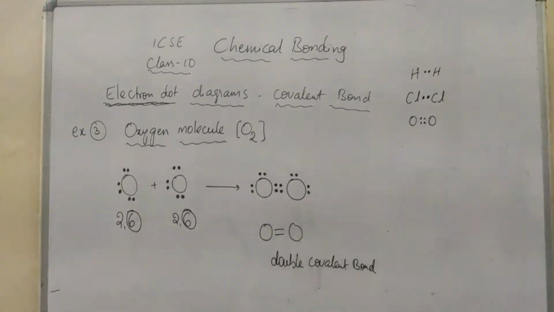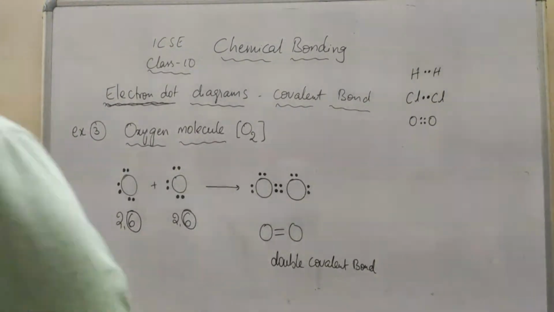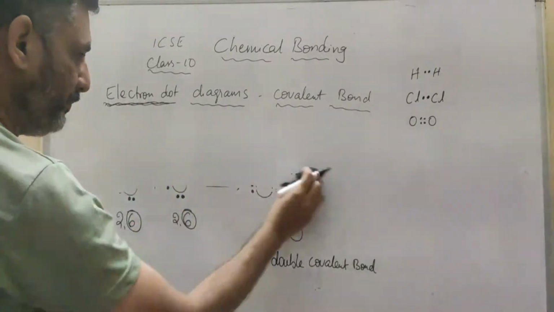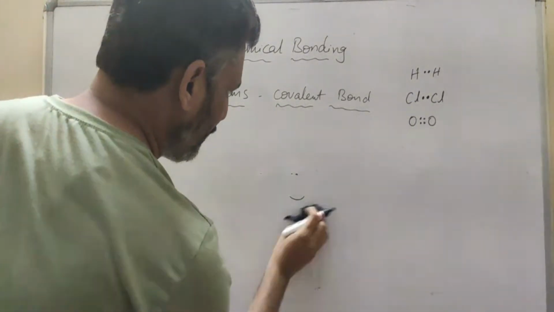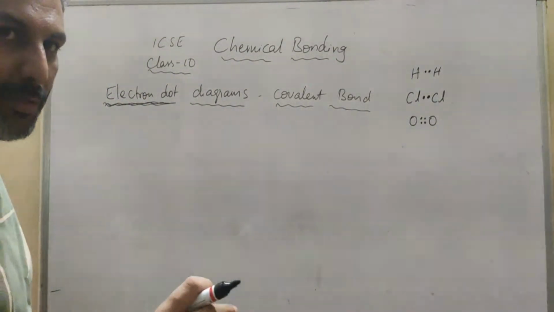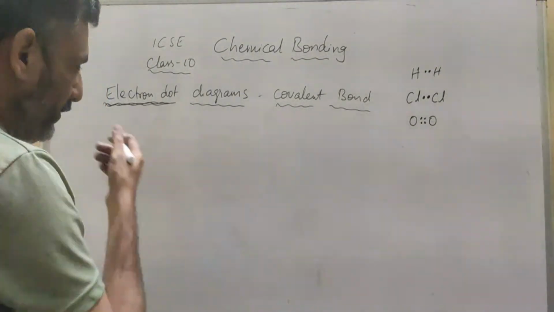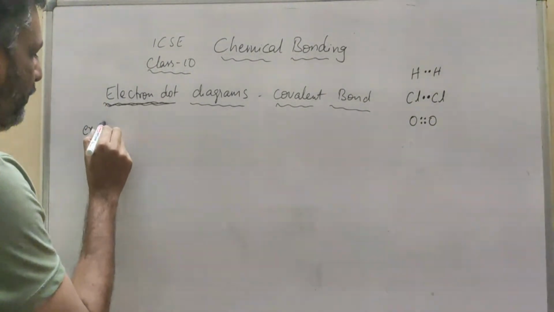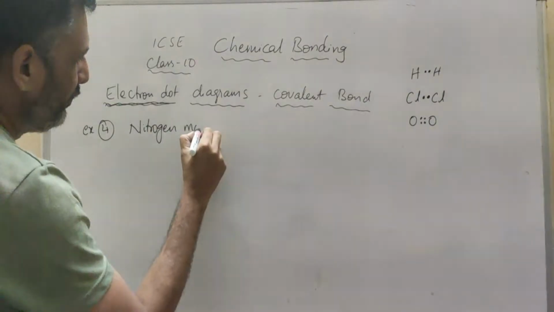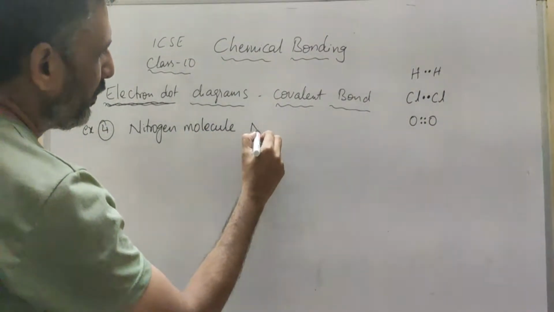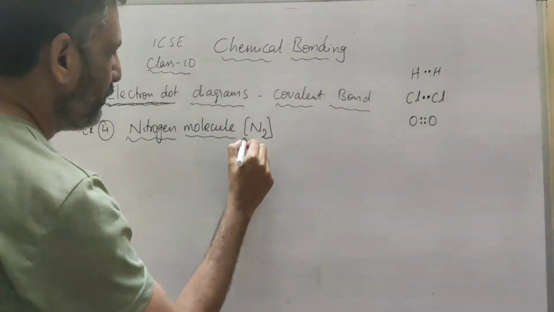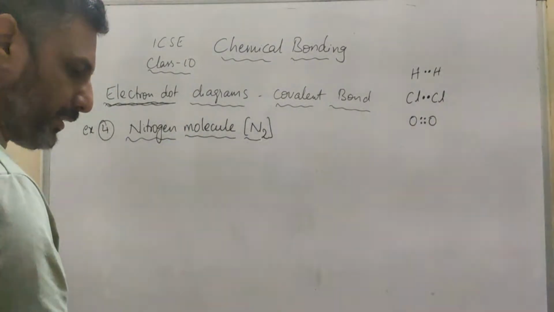Right. Next, example 4. We'll see the nitrogen molecule. These two, oxygen and nitrogen molecules, are important because we have a double bond and a triple bond. Example 4, nitrogen molecule. The molecular formula of nitrogen is N2. So two nitrogens are participating in the bonding.